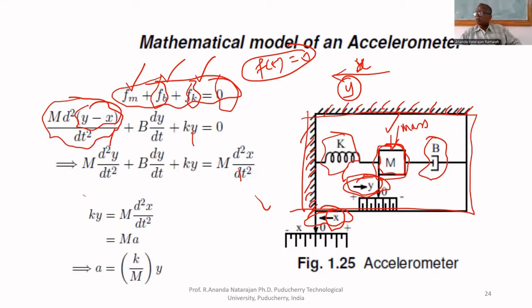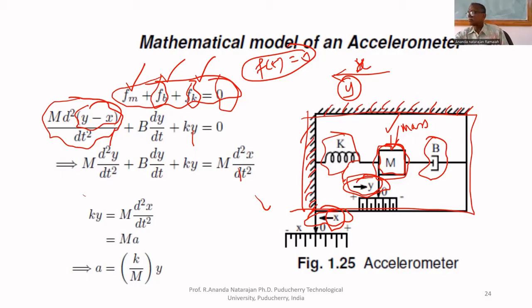x minus y or y minus x? We are considering y as positive. From the diagram, we can understand that y is positive. That's why y minus x. So M d square (y minus x) by dt square plus b dy by dt. As far as the spring is concerned, one end is fixed and the other end is displaced with the mass by y. Therefore, for the dashpot, the displacement is only y.